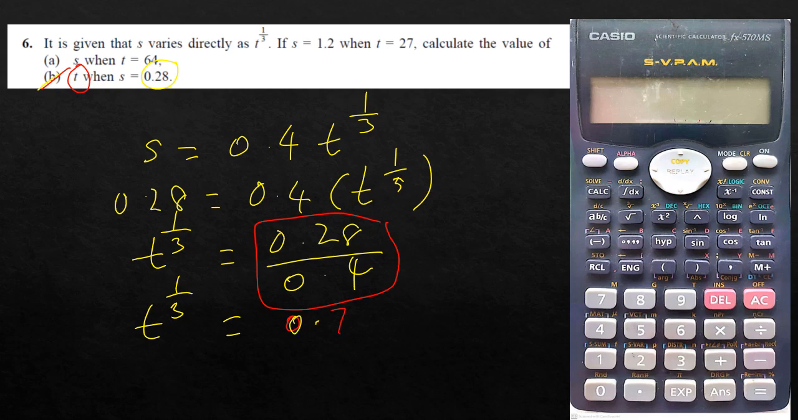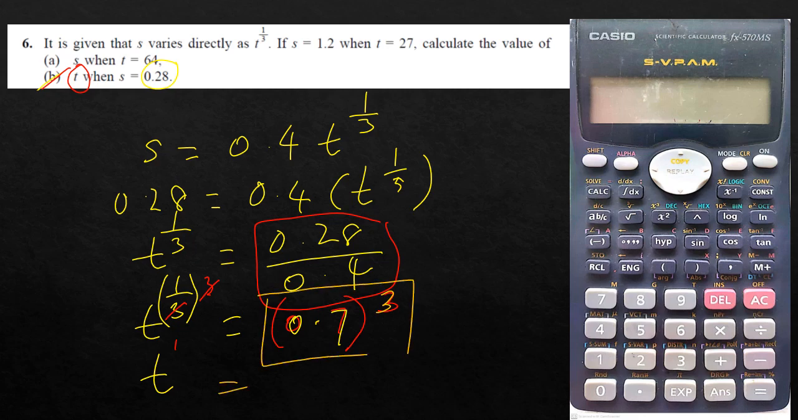0.7. Now you want to find your t. What do you do to this one? You have to power it with 3, so that this one cancels and becomes t power 1. So here also you have to power 3. You can use your calculator. Power 3 is where? Shift here. So you will get 0.343. This is the answer.